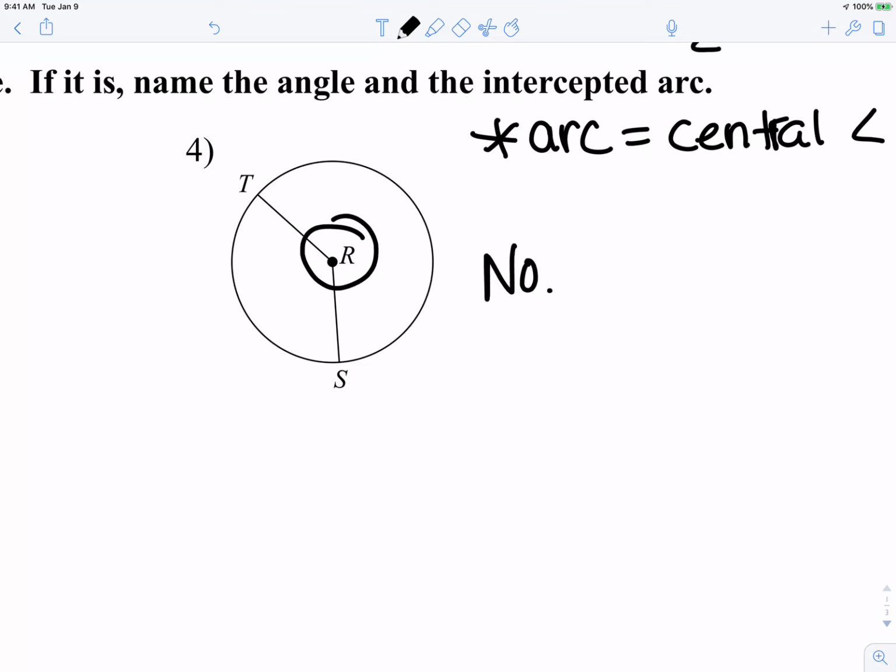Okay, in the next video, we're going to look at using this relationship with measurements.